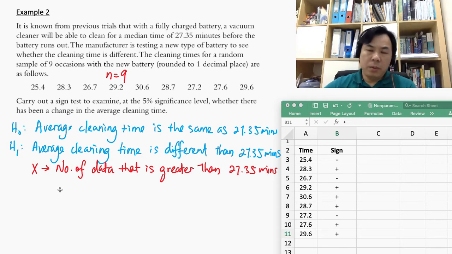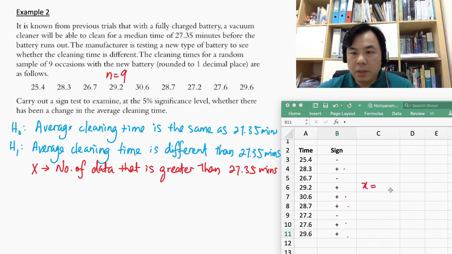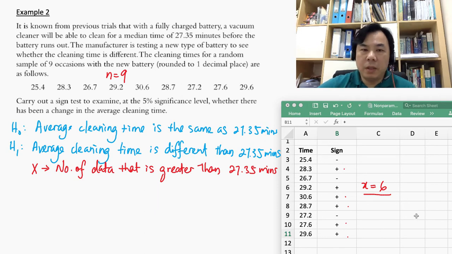Can I also represent x as the number of data that is less than? Yeah, by all means, you can do that. So based on the sample that we have collected, we have 1, 2, 3, 4, 5, 6. So we have 6 sets of data that have time greater than the median time, 27.35 minutes there. So this is what we found out. Now again, we're going to use trial and error here. Because this is a difference, it's actually a two-tailed test. So this is two-tailed.